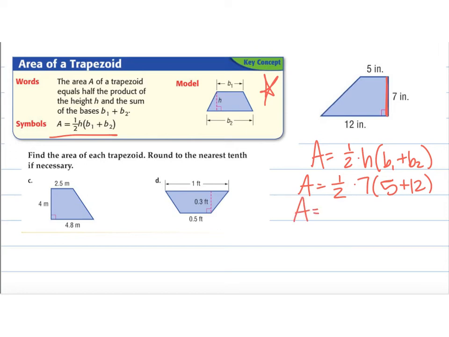Okay, we can plug all of that into our calculator just like how we see it, making sure to use parentheses around the 5 plus 12. And the area equals 59.5 inches squared.